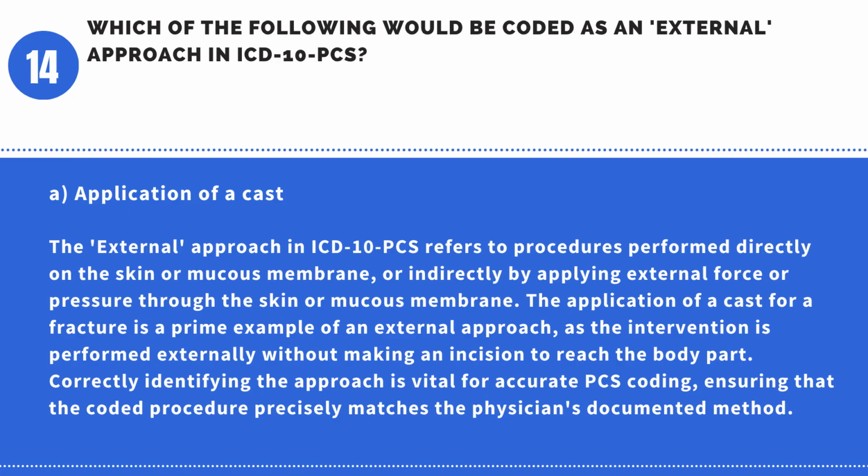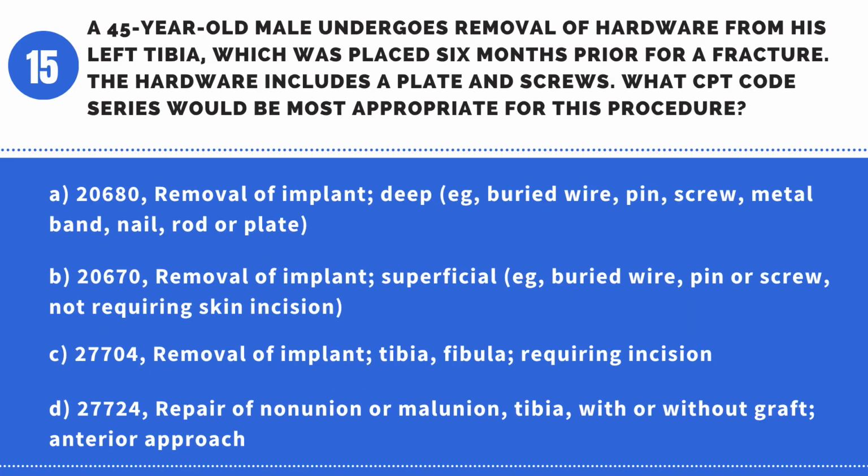Correctly identifying the approach is vital for accurate PCS coding, ensuring that the coded procedure precisely matches the physician's documented method. Question 15. A 45-year-old male undergoes removal of hardware from his left tibia, which was placed 6 months prior for a fracture. The hardware includes a plate and screws. What CPT code series would be most appropriate for this procedure?